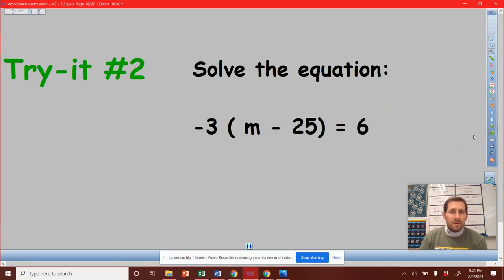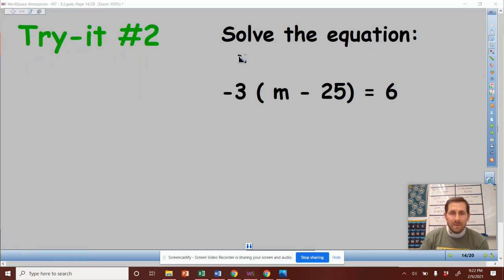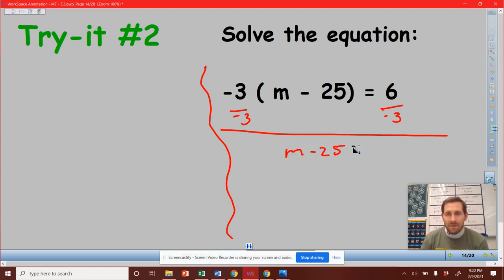For number 2, solve this equation. Do it in 2 ways, okay? So I'm going to do the way that I think most of y'all are doing first. I'm going to divide by -3 and divide by -3. And that's going to give me m minus 25 equals 6 divided by -3.